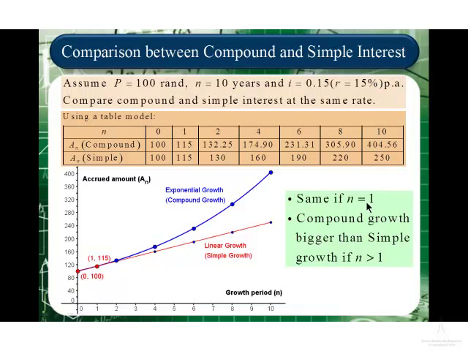I've mentioned that before. But in general, the compound growth is bigger than the simple growth if the number of interest periods is greater than 1. So you get a better return on investment, for example, if compound interest applies compared to simple interest applies. But obviously if you borrow, then the opposite is true. So you will pay more in the end if interest is compound compared to simple interest in such a case.